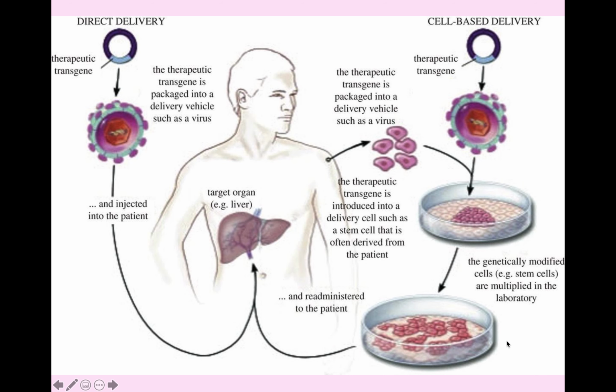So in terms of stem cells, there are two types, direct delivery and cell-based delivery. Both of them still have to be delivered via surgery or operation. So in direct delivery, as you can see over here, any modification of your therapeutic transgene again needs to be done.